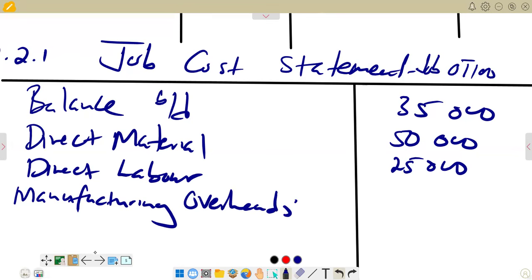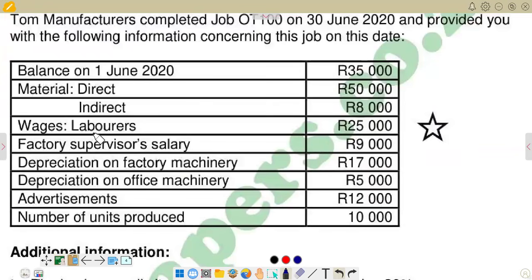We can check in the question for the manufacturing overheads that we have. If you come here, you would see that we have got indirect material 8,000. It's part of the manufacturing overheads. And also we have the depreciation on factory machinery. Remember, when it's factory machinery, it goes under manufacturing overheads. But when it's office machinery, we don't put it under manufacturing overheads. So we've got 17,000. And then we also have the factory supervisor salary, which is 9,000. These represent manufacturing overheads.